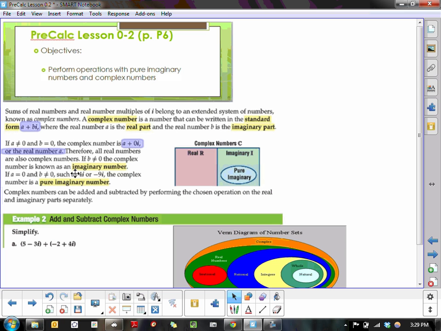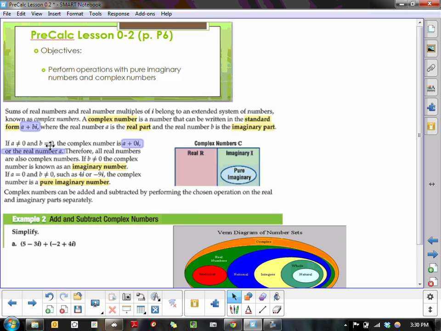So we can break this standard form down into just a real part, or we could have a real and imaginary part, and that's called an imaginary number, or we could have just the imaginary part, which is called a pure imaginary number. So we can break it down into parts, and that's what that is emphasizing.